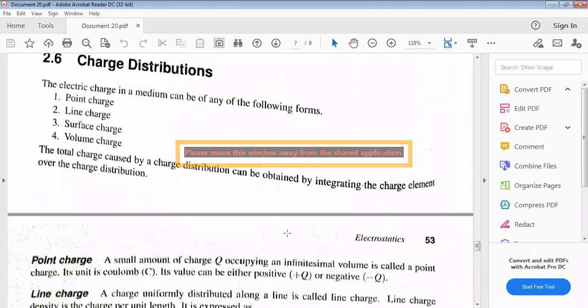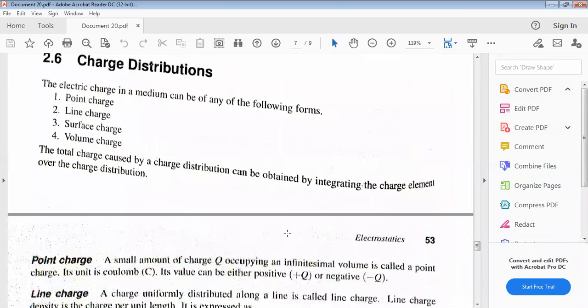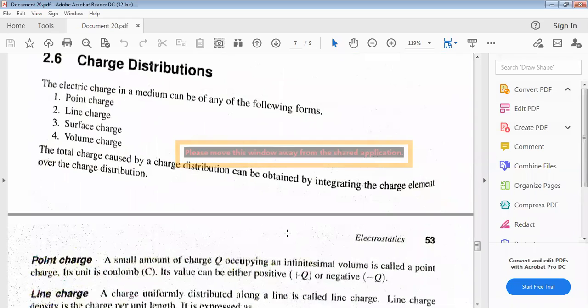Next, charge distributions. See here, this is very important. This is quite important and a frequently asked question in the final examination. Charge distributions.